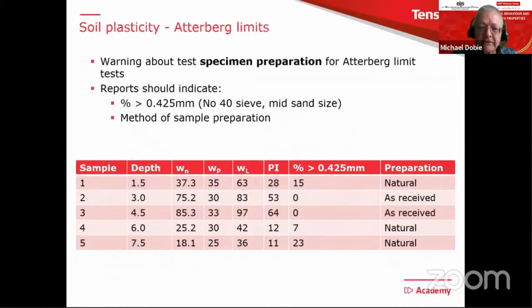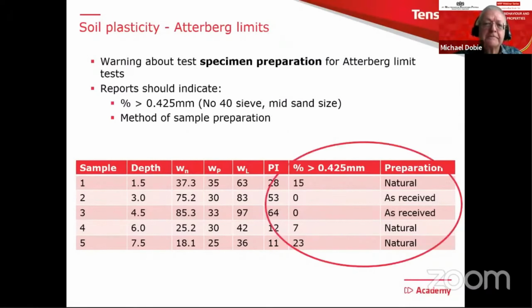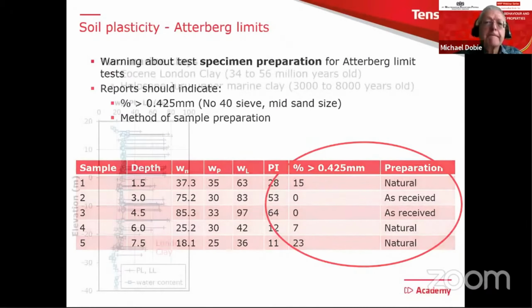So I would like to see this. If I'm looking at a tabulation of Atterberg limit results, two things I'd like to know. What percentage of material passed the 0.425 micron sieve, and how was it prepared? Because this would help me interpret the results. Unfortunately, unless you really hunt back through the original laboratory data, you don't normally find that. But of course, if you're specifying a site investigation, you can ask for that information to be provided. And I'd recommend that you do.